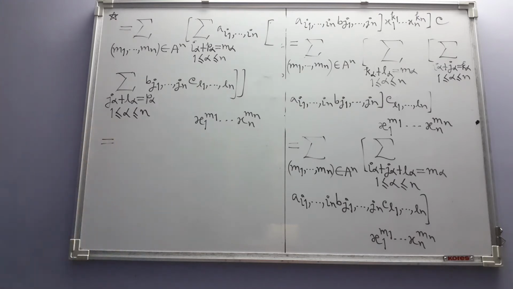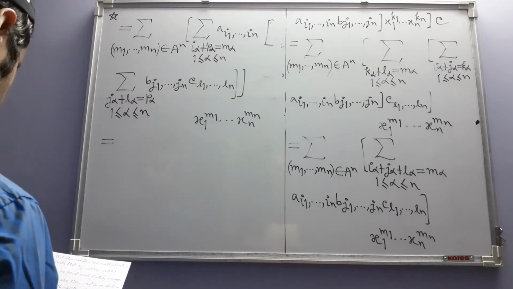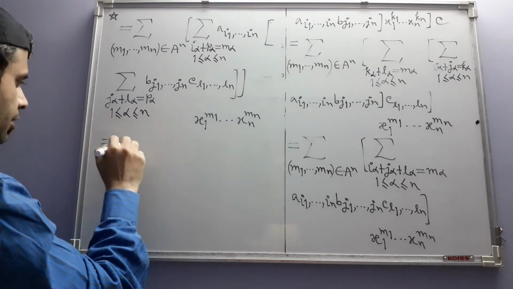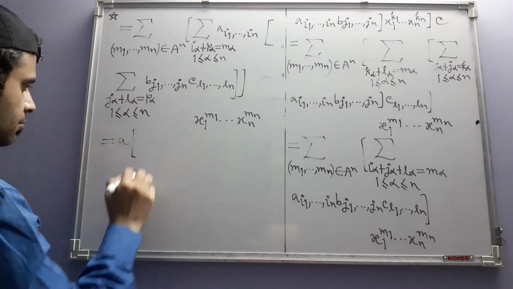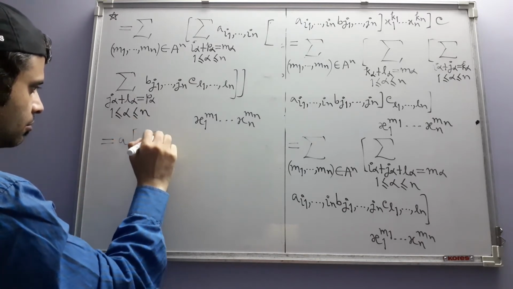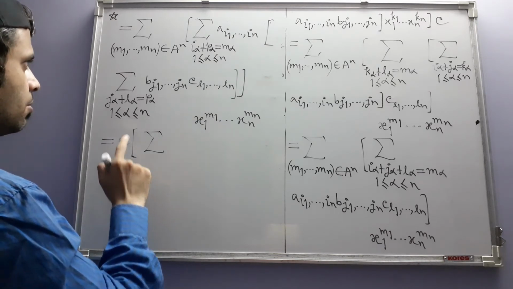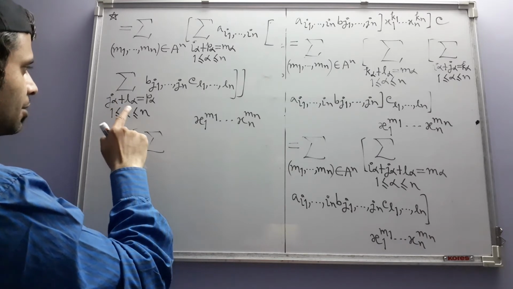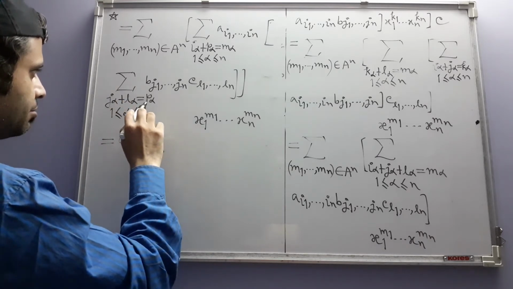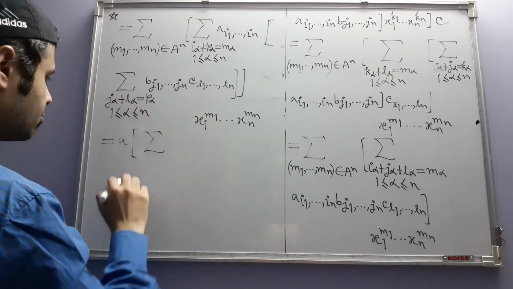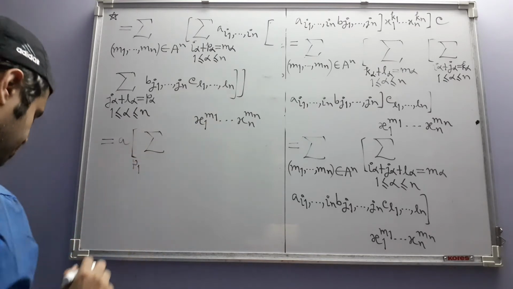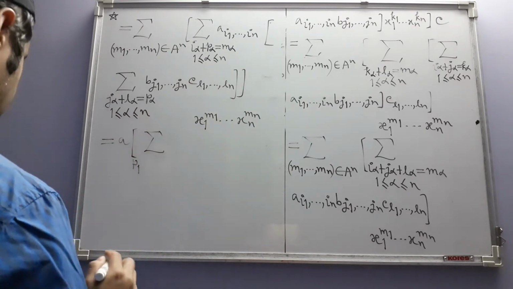Now this becomes equal to, if you look at the structure of this product, then it is actually equal to A times this, J alpha plus L alpha equal to P alpha. So that means here we have P alpha. So P1, am I getting it correctly? Yes.